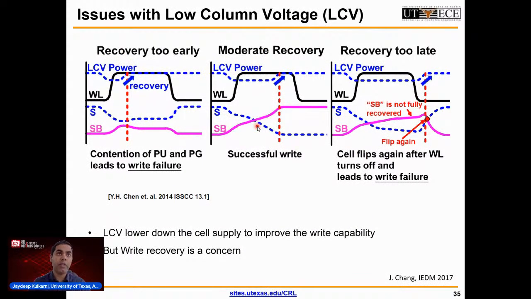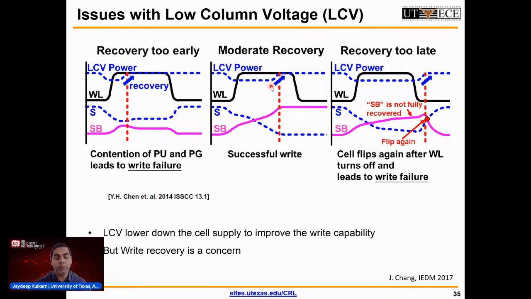And there are also other issues that can happen with this low column voltage approach: if you recover this too soon, it may not be able to flip the bit cells. These are the storage nodes. We may not be able to flip the bit cells completely. If you do it at an optimal level, we would be able to flip the bit in a nice way. But if you do the recovery too late, there are scenarios where the bit cells, although they have flipped, because they have not done the completion operation, after the word line goes down, the bit nodes would actually come back to their original state. So these scenarios can also happen when you try to lower the voltage for a sustained duration.